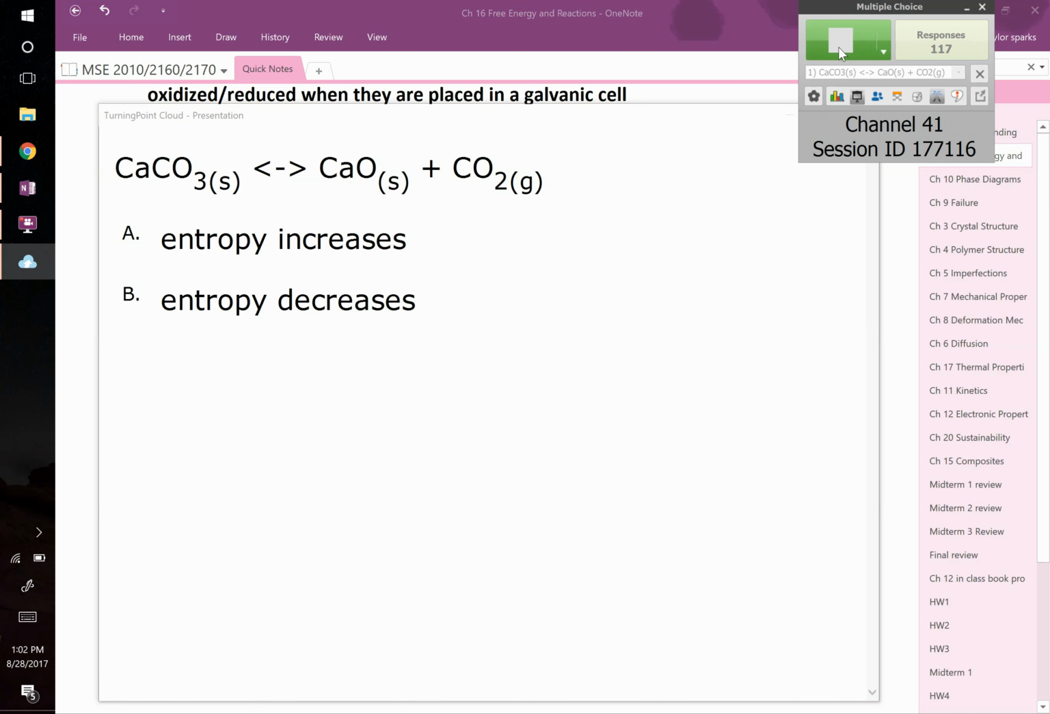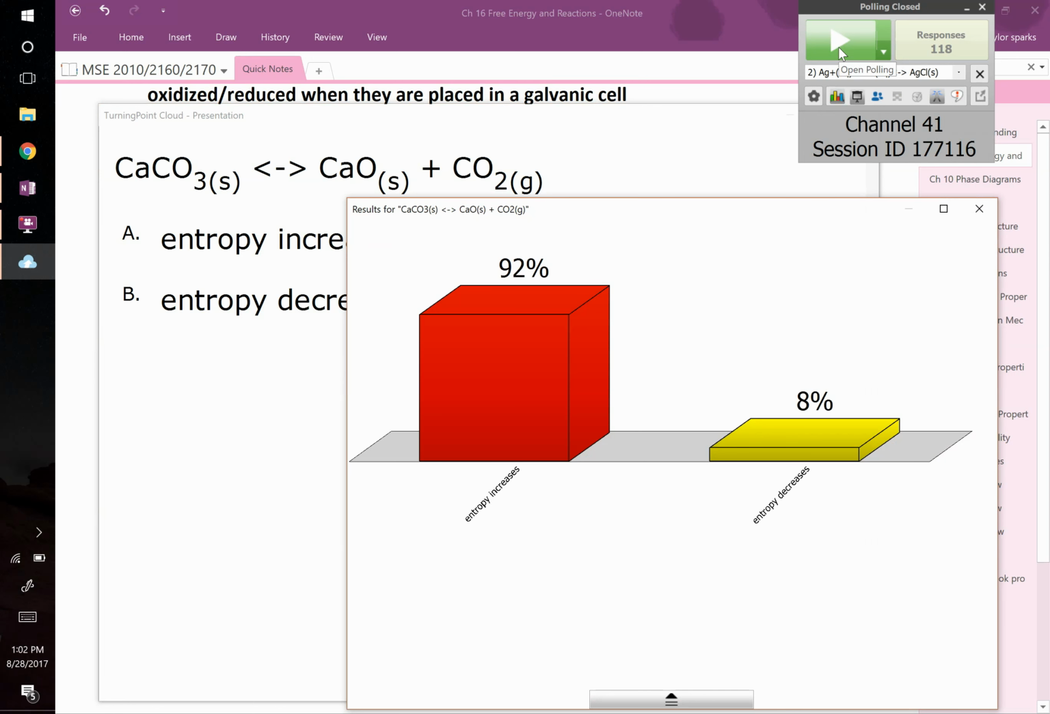Does it increase or decrease? What do people think? Most people think it increases. So somebody who thinks it's increasing, can you explain your logic, your sort of thought? Yeah, is it Anna? Anna.